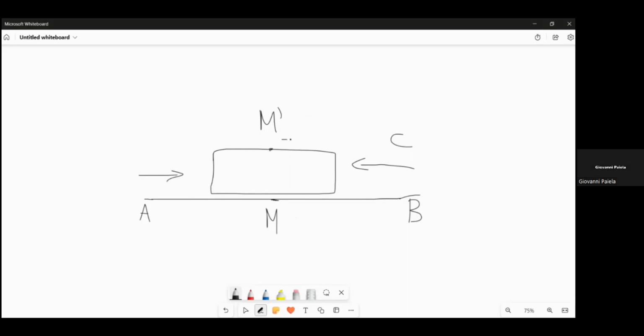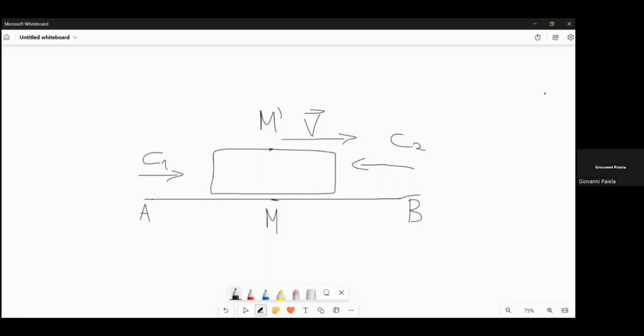And M prime is moving at the velocity v. M prime's perspective is the following. When it reaches M's position, M prime sees the light signal from B reaching its position before light signal A. So this C reaches M prime before this C. We can call it C1, C2.